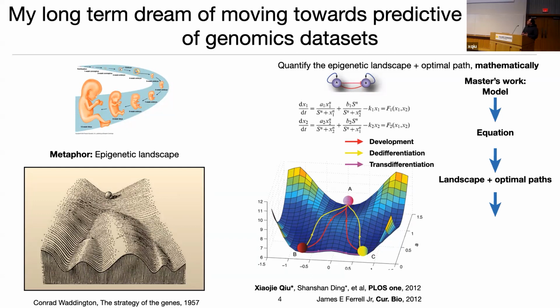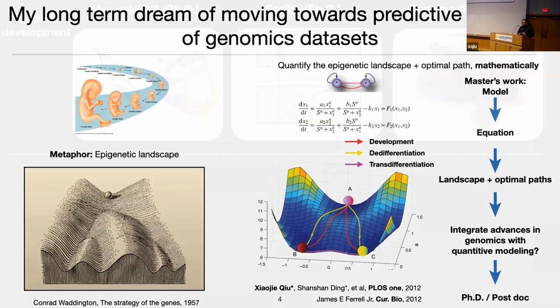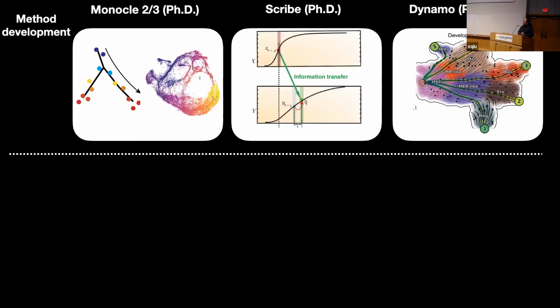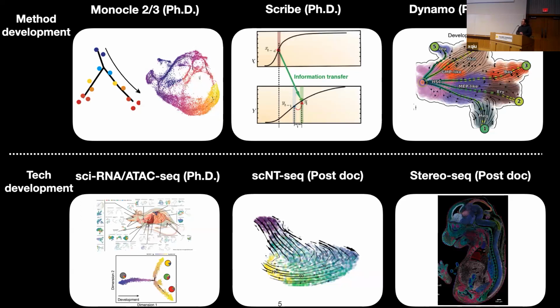So I always wanted to integrate my mathematical models with the genomics data that had just started to emerge 10 years ago. And this is exactly what I did in my PhD and postdoc. In my PhD, as Josh mentioned, I developed Monocle 2 and Monocle 3 to accurately infer developmental trajectories, and also developed a method for learning causal regulatory networks. For my postdoc, I developed Dynamo, which I'm going to talk about extensively today. On the other hand, my computational expertise also helped in pioneering many breakthrough technologies, including scRNA-seq, the metabolic labeling enabled single-cell RNA-seq, and recently Stereo-seq.